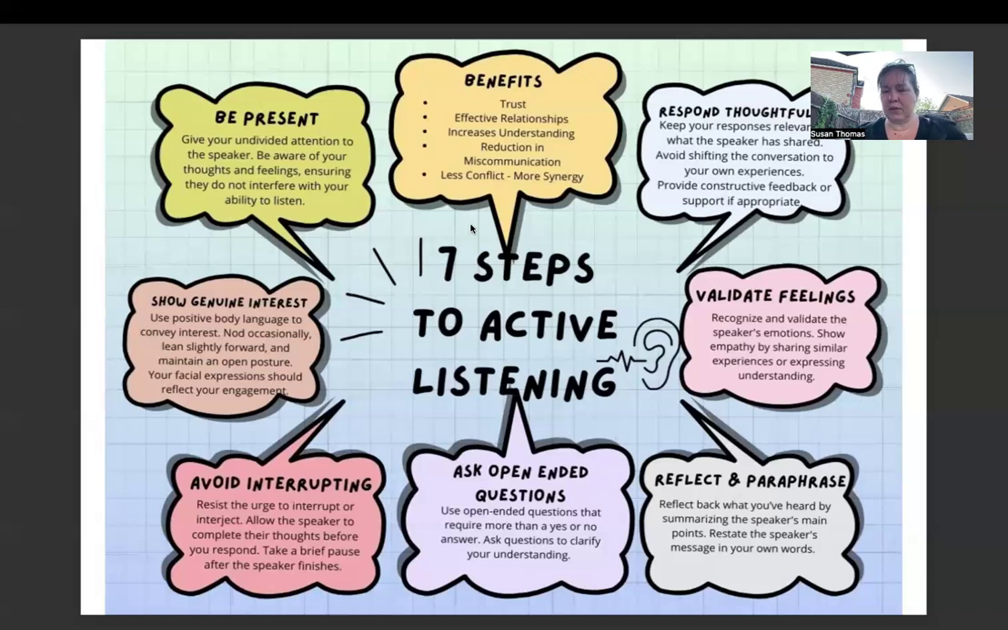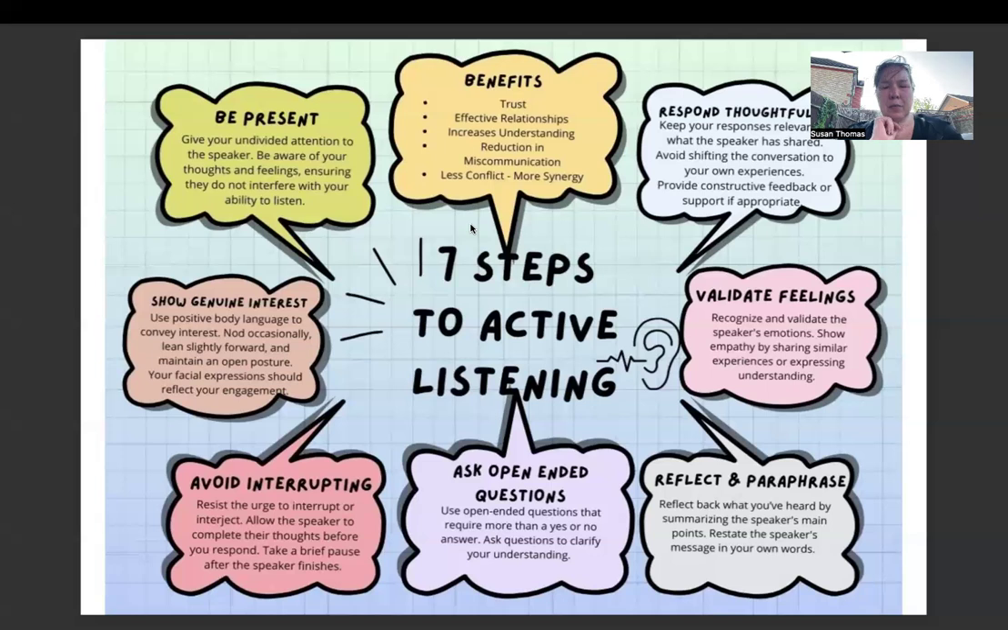Ask open-ended questions. You want to encourage elaboration, so you don't want yes or no questions. But we also want to avoid the why question. So we want to use what or how, or can you give me an example? What do you mean by that? Those are really good open questions.